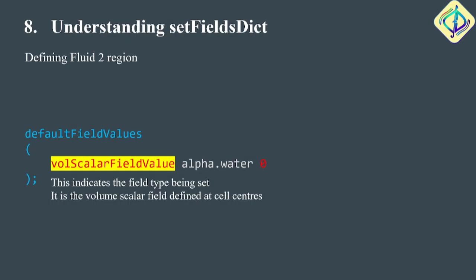Now over here we have volume scalar field value. This indicates the type of field that is being set. And again, it is the volume scalar field defined at your cell centroids. So whatever cells are specified within this particular volume, it will behave according to that.